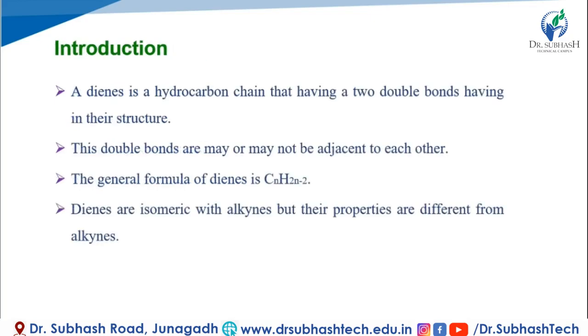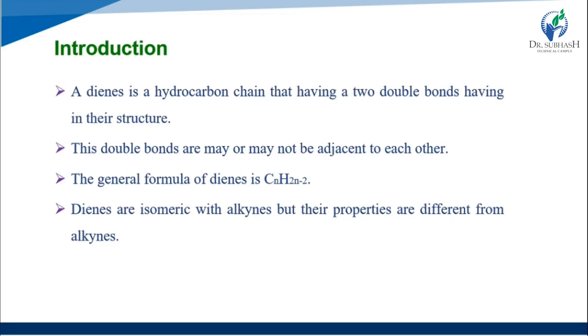So here first, the introduction. What are conjugated dienes? A diene is a hydrocarbon chain having two double bonds in its structure. Hydrocarbon means hydrogen and carbon are present in one structure, that's called hydrocarbon. A hydrocarbon chain having two double bonds in its structure is called a diene. These double bonds may or may not be adjacent to each other.